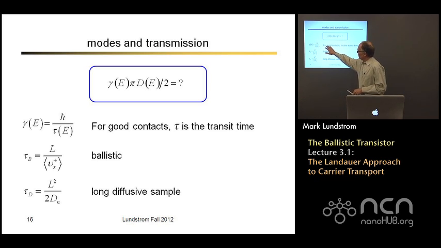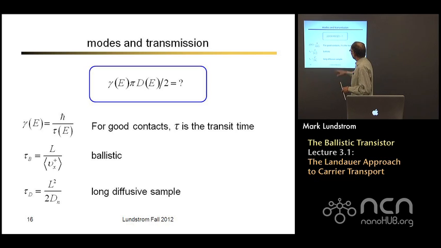Physically, the way we would interpret gamma, we call it the broadening, is to think about it if we had a molecule as a device. If we attached it to these electrodes and connect it to the outside world, the discrete molecular levels would broaden, and the amount of broadening would be given by this parameter gamma.